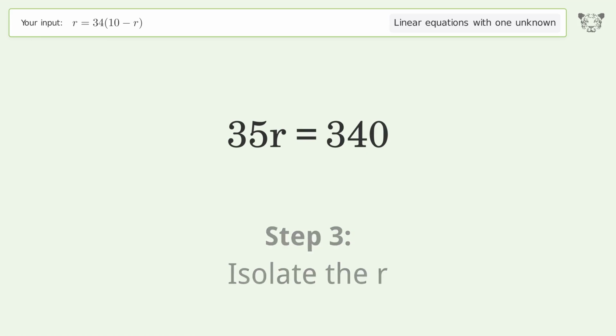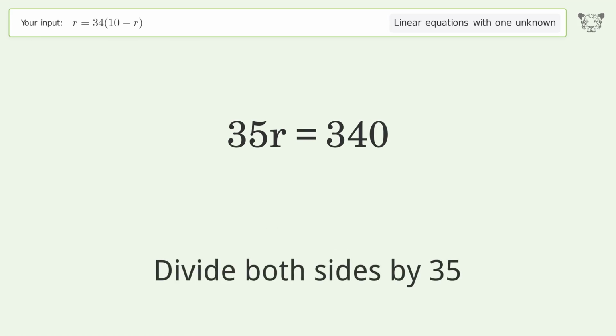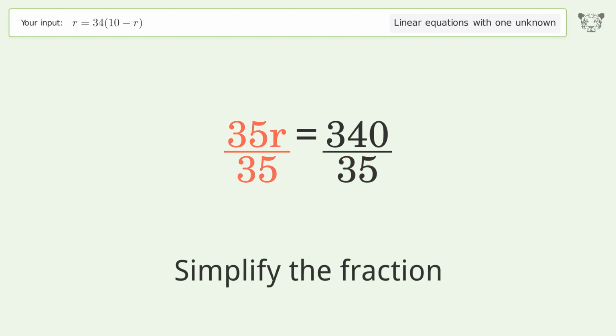Isolate the r. Divide both sides by 35. Simplify the fraction.